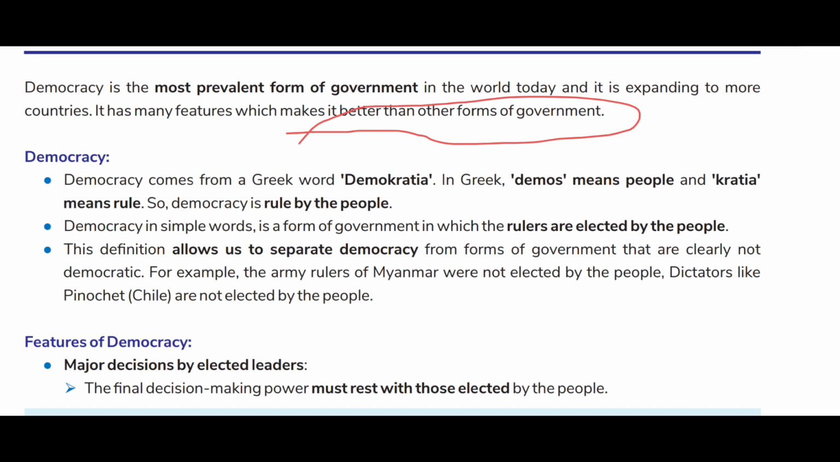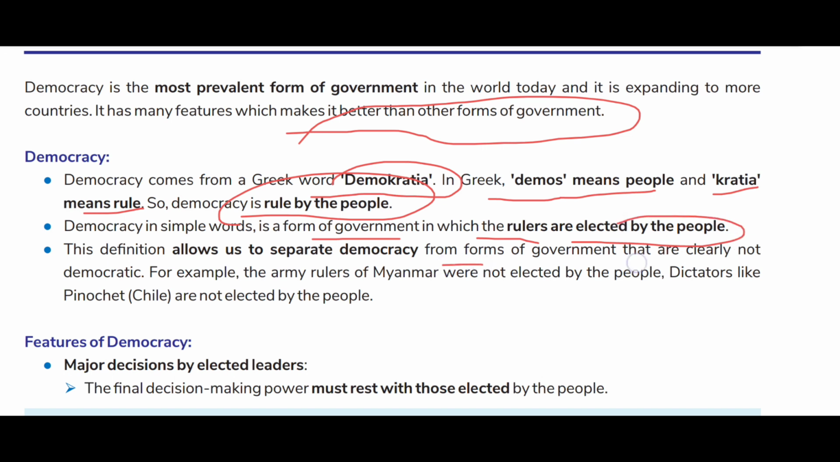Now we will try to understand what is democracy. Democracy comes from a Greek word, demokratia. In Greek, demos means people and kratia means rule. So democracy is the rule by the people. Democracy, in simple words, is a form of government in which the rulers are elected by the people. The definition allows us to separate democracy from forms of government that are clearly not democratic. For example, the army rulers of Myanmar were not elected by the people. Dictators like Pinochet of Chile were not elected by the people.